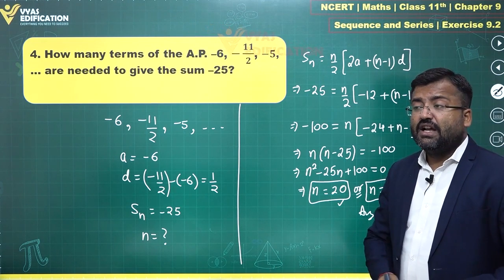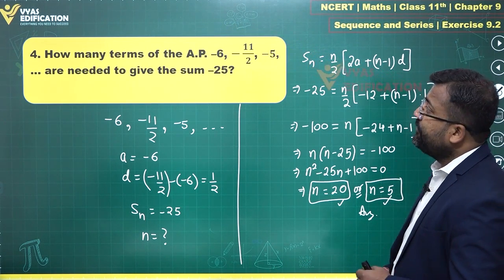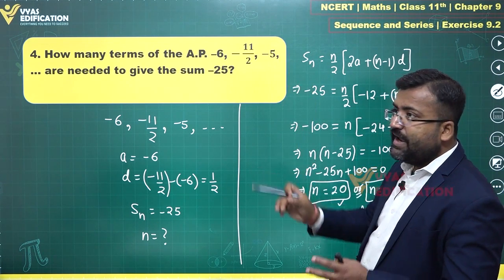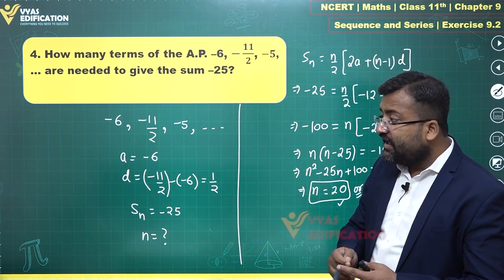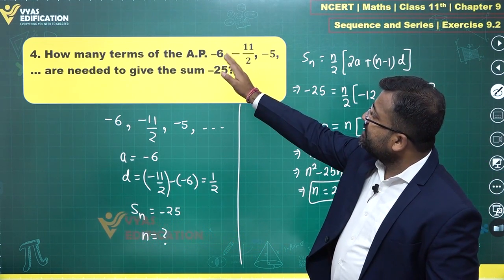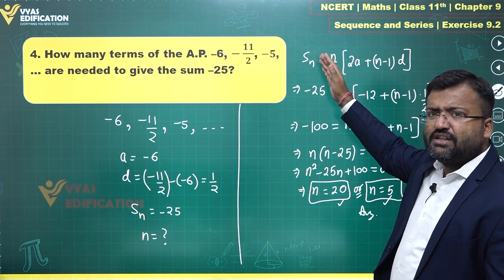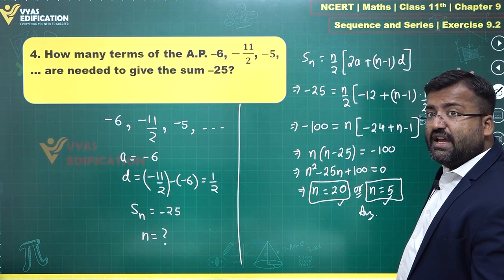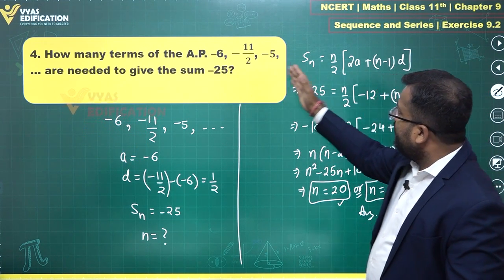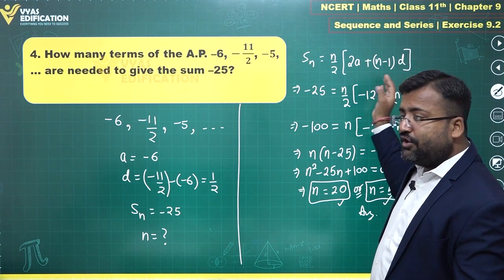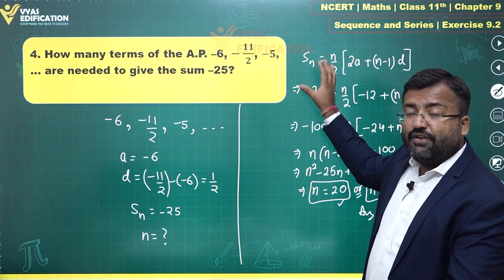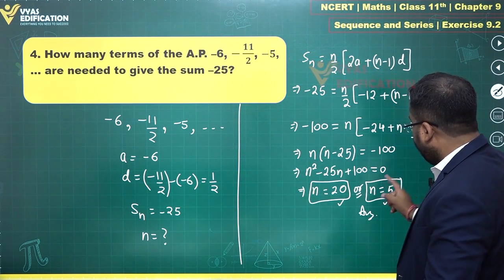Let's understand the logic behind this answer. If you see, you're adding 1 by 2 and gradually the terms are decreasing in magnitude, right? They're increasing in value, but they're decreasing in magnitude. You observe this is minus 6, minus 11 by 2, minus 5. After some time, you'll reach minus 4, minus 3, minus 2, minus 1. Then you'll reach a 0, right? And if you need a sum of minus 25, before you reach 0, you'll have some particular number of terms for which the sum will be minus 25, that is 5 terms.